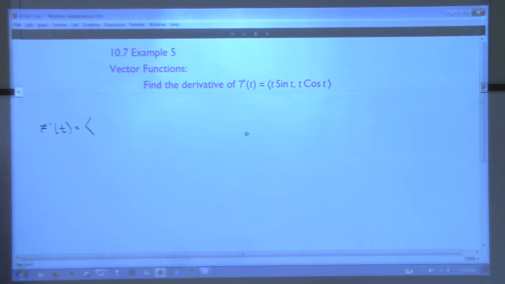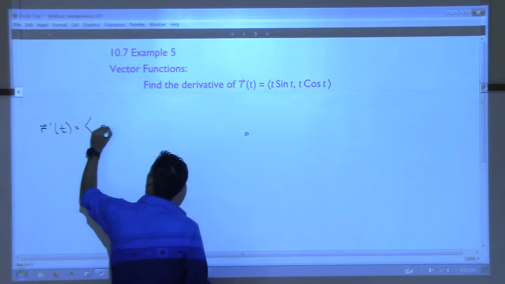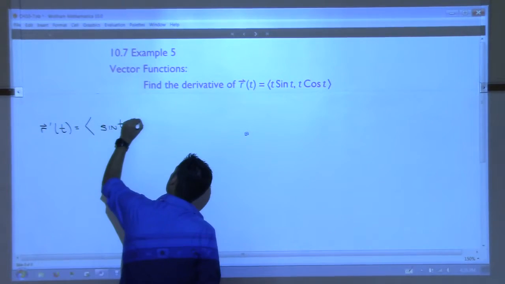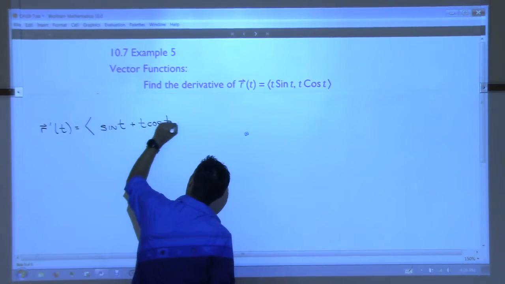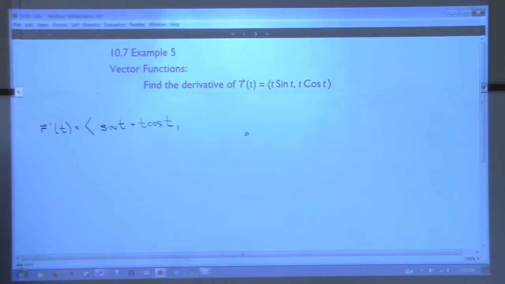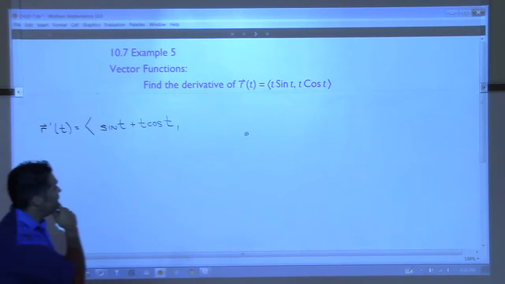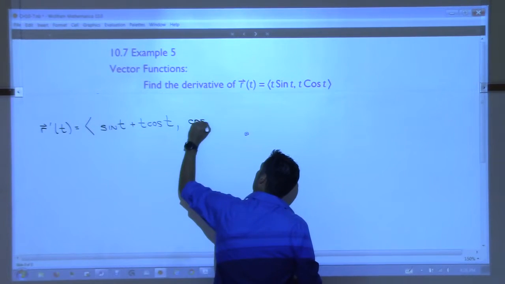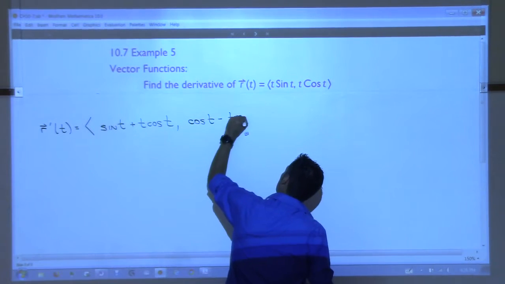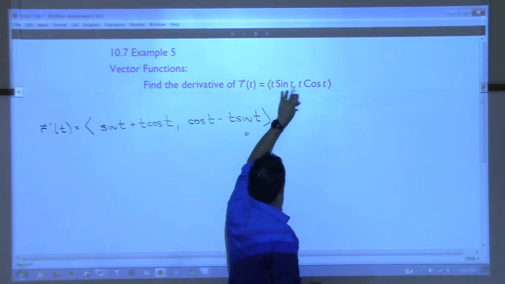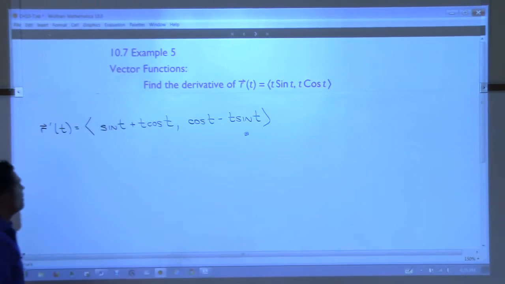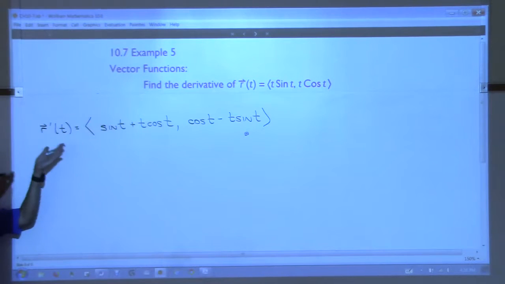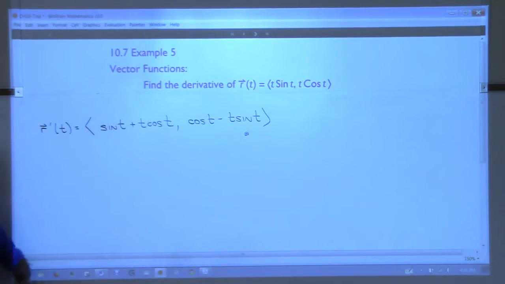So what is the derivative of that first component function? Sine t plus t cosine t. So we have to break out the product rule there, right? And then on the next part, we're going to get cosine t minus t sine t. So product rule, product rule. So notice the derivative is a new vector function, right? This is a new vector function. So that answers the first part.